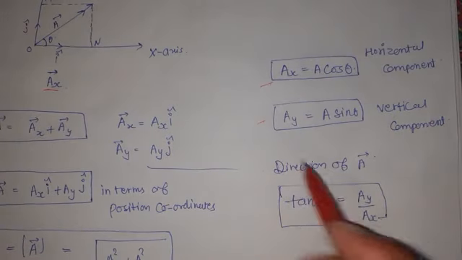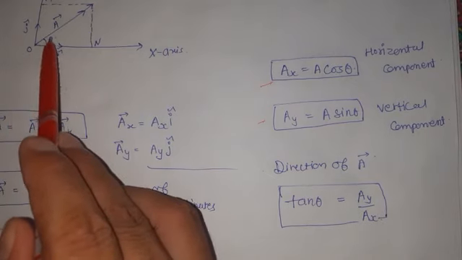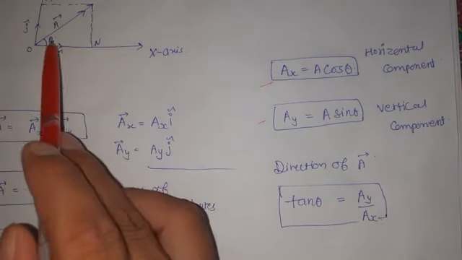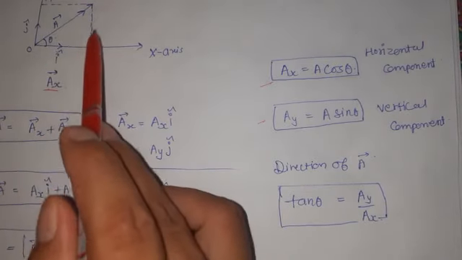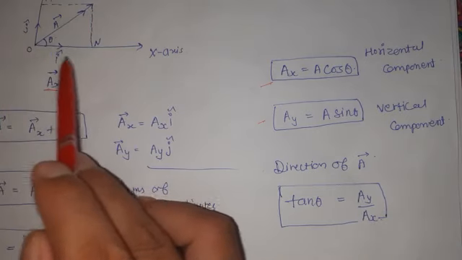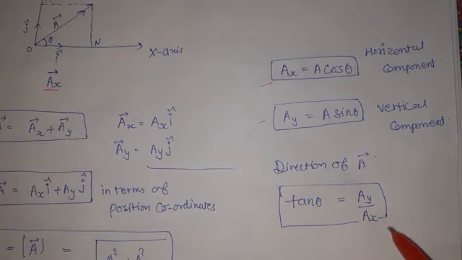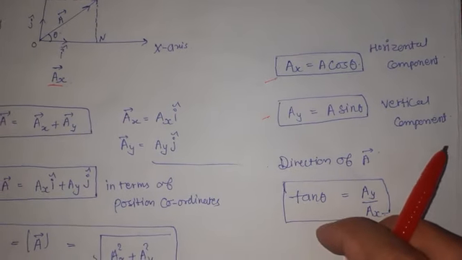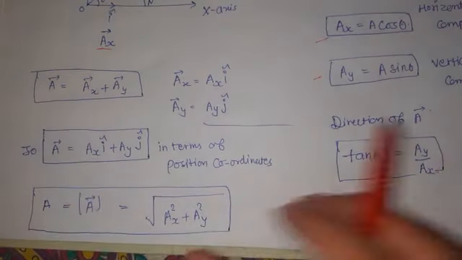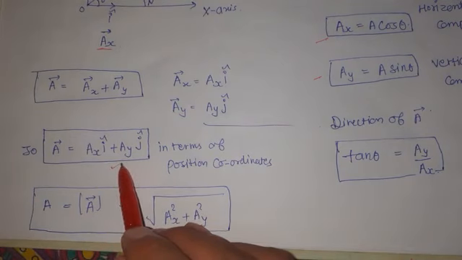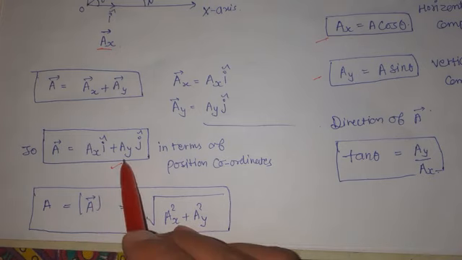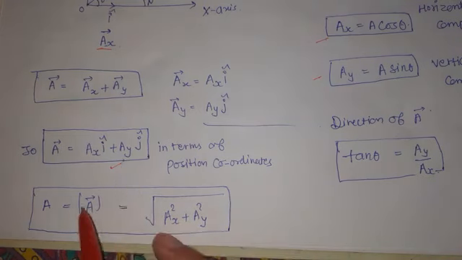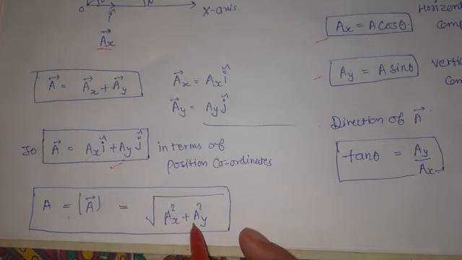Now the direction of a vector you can take from the triangle as well. The angle is here, so find tan theta, which is perpendicular upon base. Perpendicular is the vertical component and base is the horizontal component, so tan theta is Ay upon Ax. In today's topic we are going to take the help of this to write the position vector in a plane, and the magnitude will be given by this formula. So let us start.